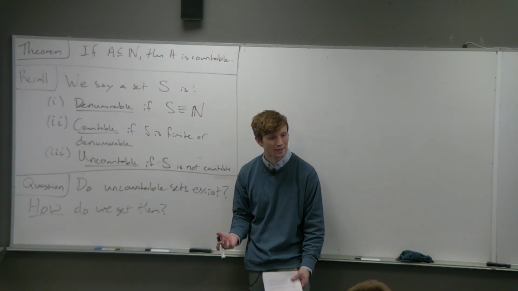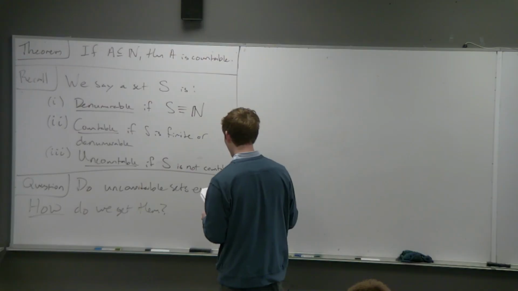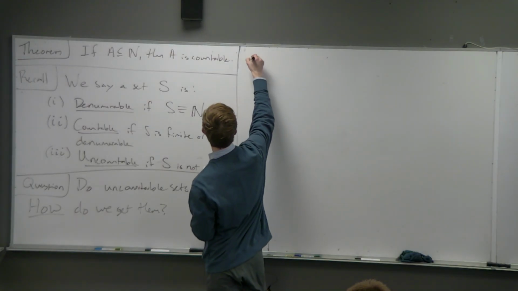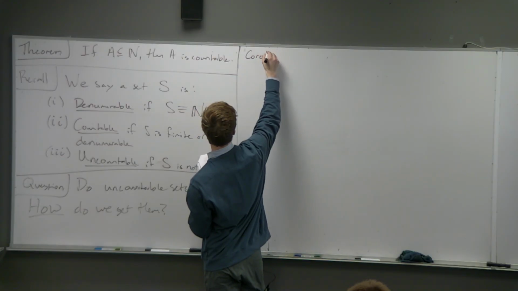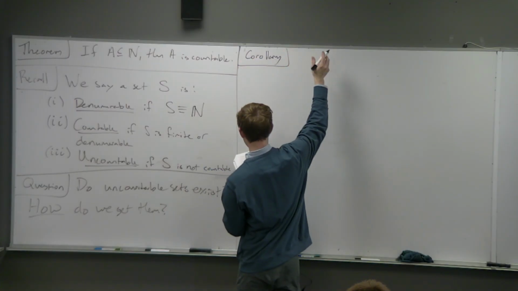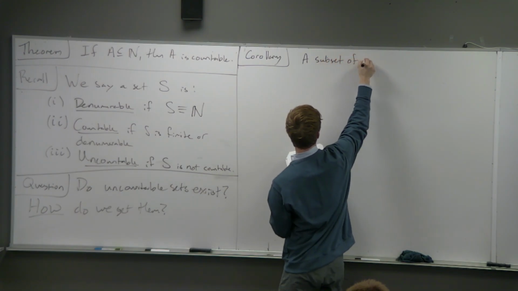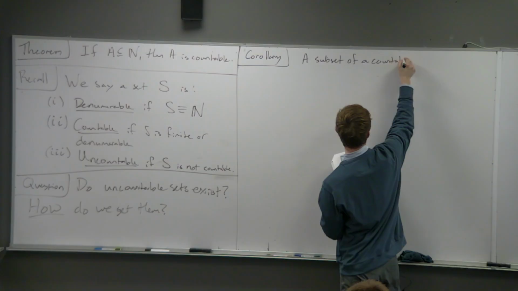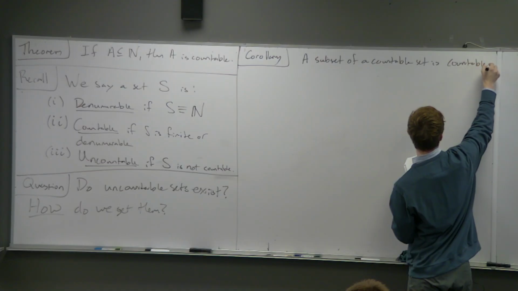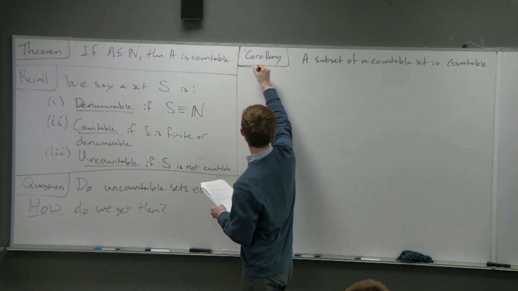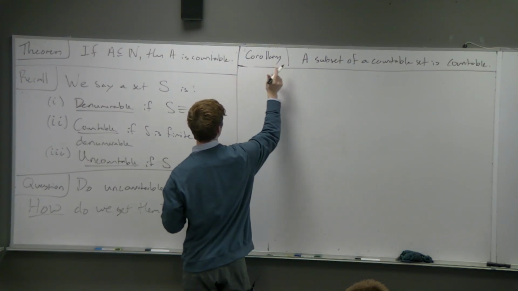So how on earth am I going to get there? Well, let's keep seeing how much further it goes. So here is a quick corollary. Corollary has one R. There we go. Corollary: a subset of a countable set is itself countable. That is, countability is something that is inherited from supersets.